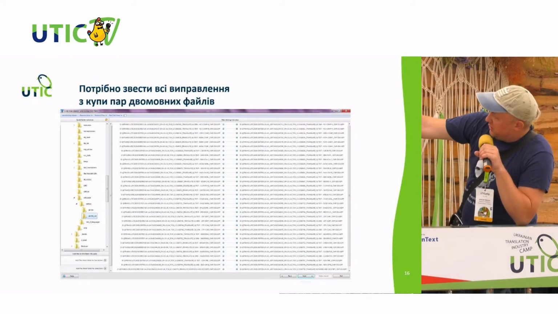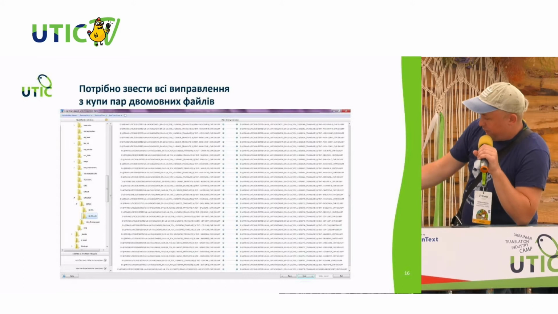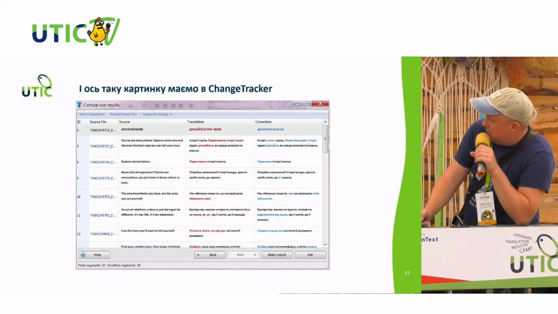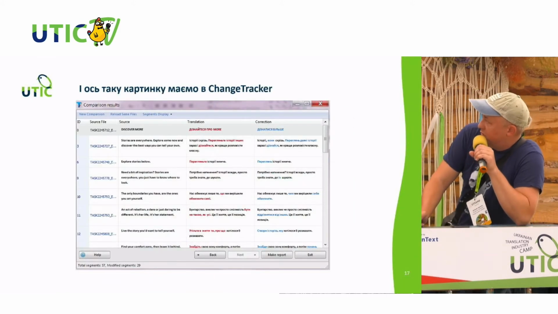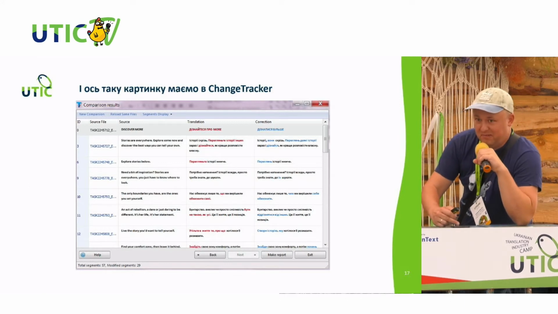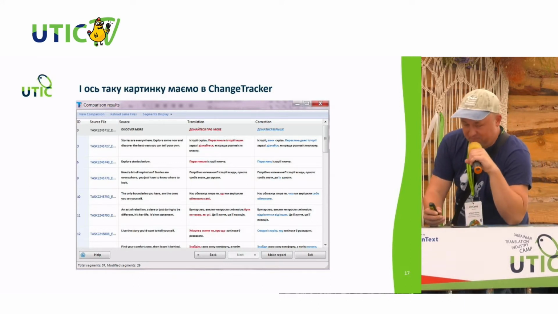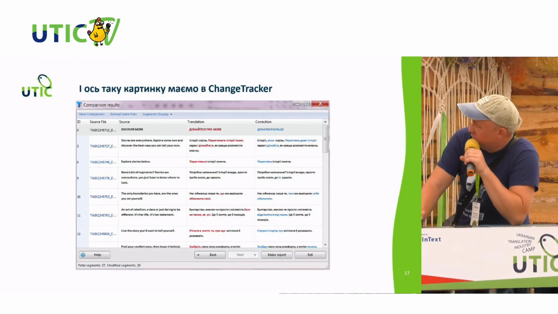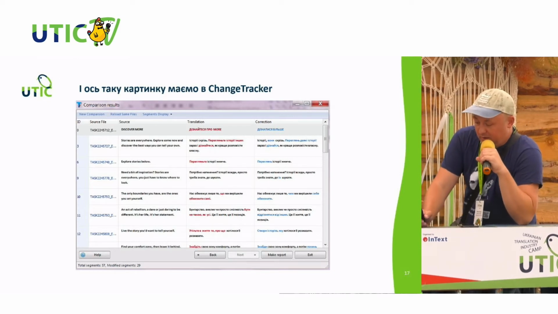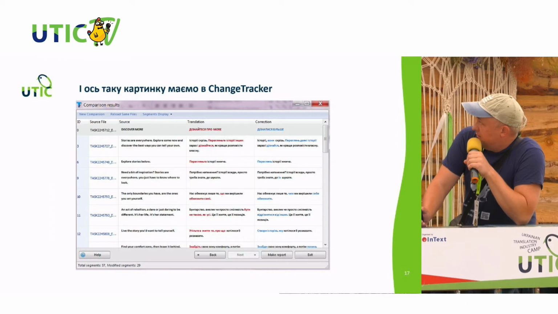So the old program called Change Tracker, you can see there's a folder with the old files, the folder with the new files, and this program generates a quite straightforward spreadsheet with all the file names and with all the changes that happened in there. You can see, "learn more" doesn't work as a proper translation for "discover more," obviously.